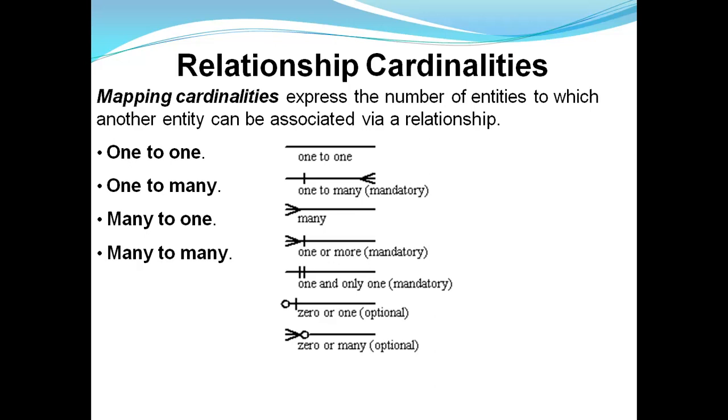Now in cardinalities also, we have 4 types of cardinalities. 1 to 1, 1 to many, many to 1, and many to many. Simple. Now understand that. And what you can see here are the symbols which define what kind of cardinalities there are. Simple. Now don't get confused between the types of relationship and relationship cardinalities. Understand with an example here.